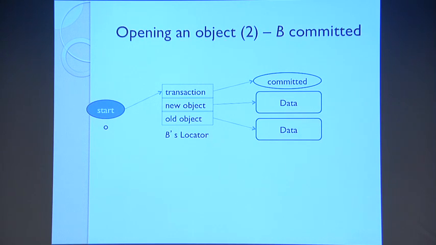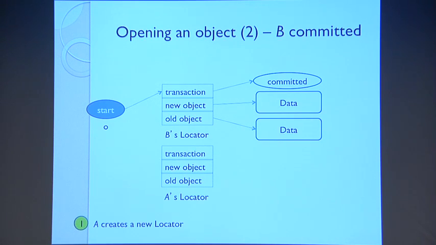If we look at the TM object of O, it basically looks like this. It points to B's locator. The transaction points to transaction B, and we're just showing the status here, which is committed. The old object is some data, and the new object might be some other data. For example, if we have a counter, the old object might store 5, and because B was successful, the new object might store 6.